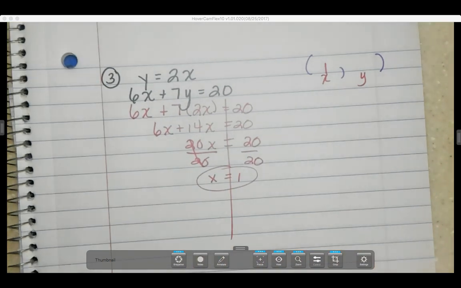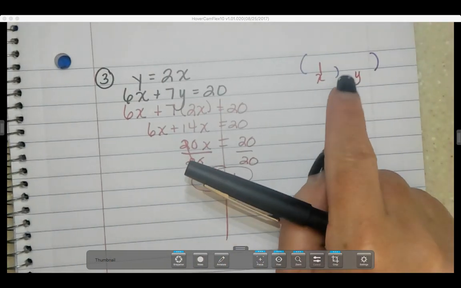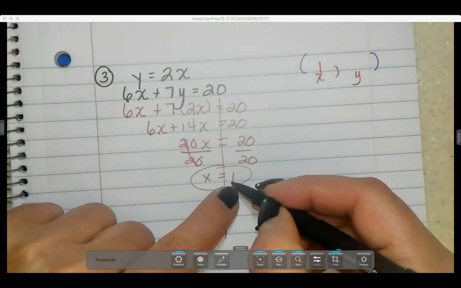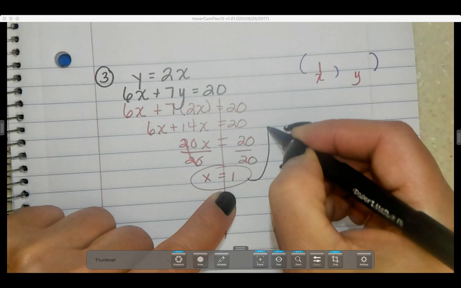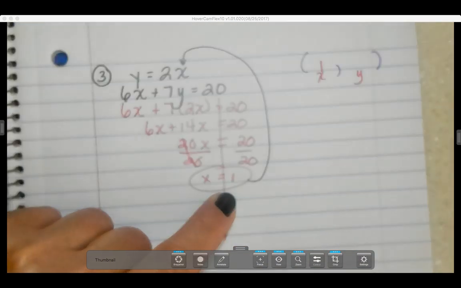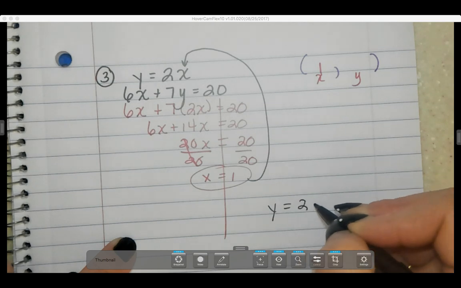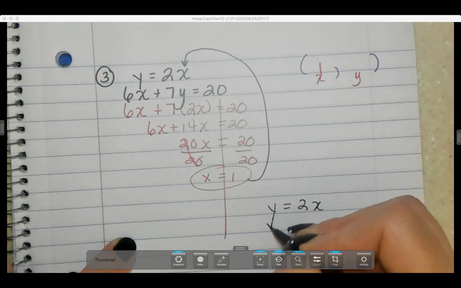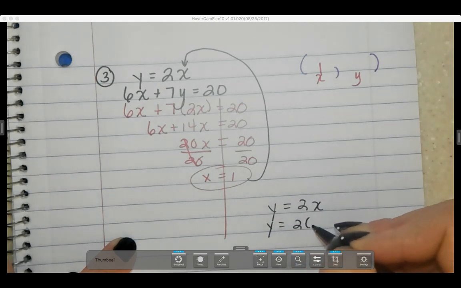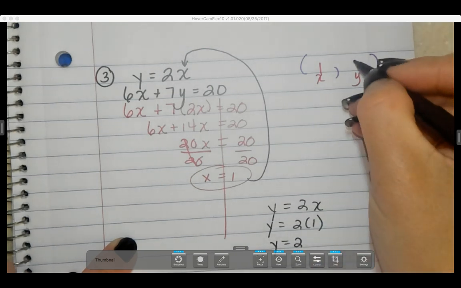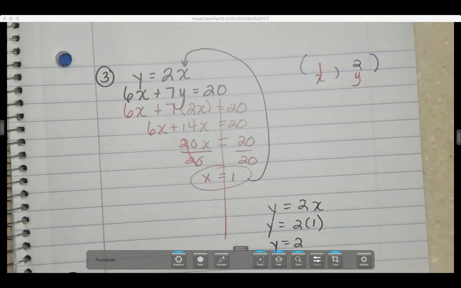Now we know x is 1. Well, I need to know what y is. If you know x is 1, take that, substitute it in right there. So y equals 2 times x. So it's y equals 2 times 1. Y equals 2. That's the other half of your answer.